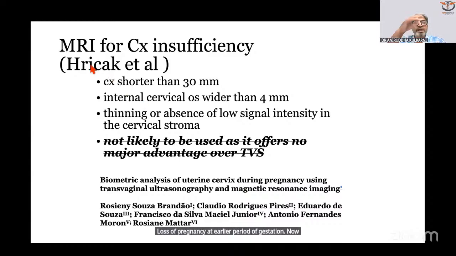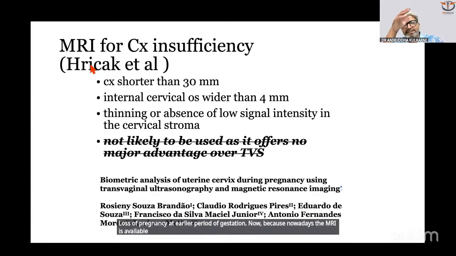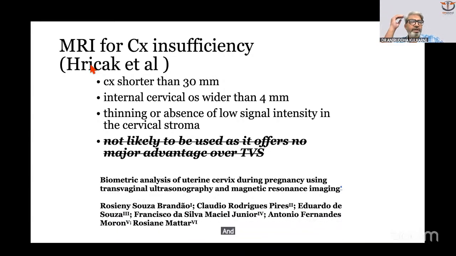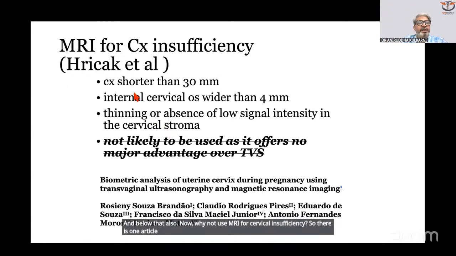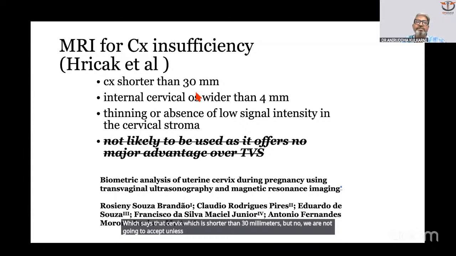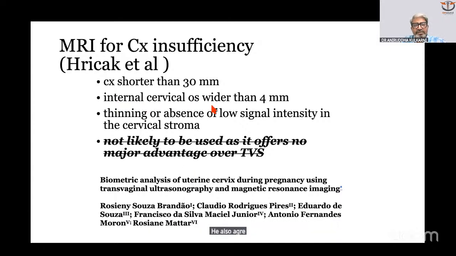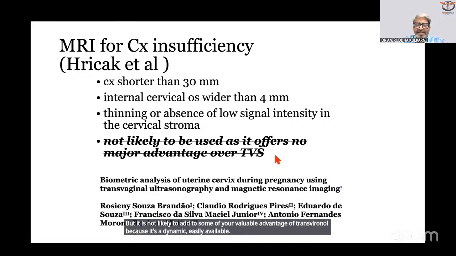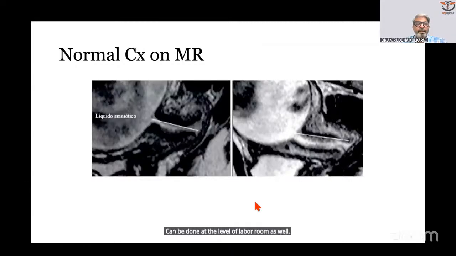Now, because nowadays the MRI is available at distinct places and below that also, why not use MRI for cervical insufficiency? There is one article by Rick et al., which says that a cervix shorter than 30 millimeters, but we are not going to accept unless it is less than 25 millimeter. He also agreed to an internal cervical diameter of more or less than 4 millimeter, thinning, and absence of low signal intensity cervical stroma. But it is not likely to add to the valuable advantages of transvaginal ultrasound because it's dynamic, easily available, and can be done at the level of the labor room as well. This is how the cervix looks on MR.